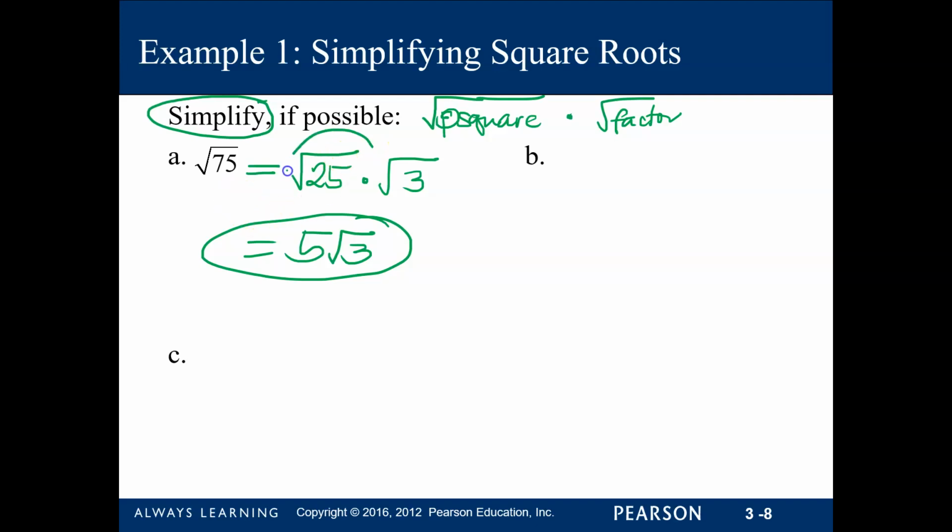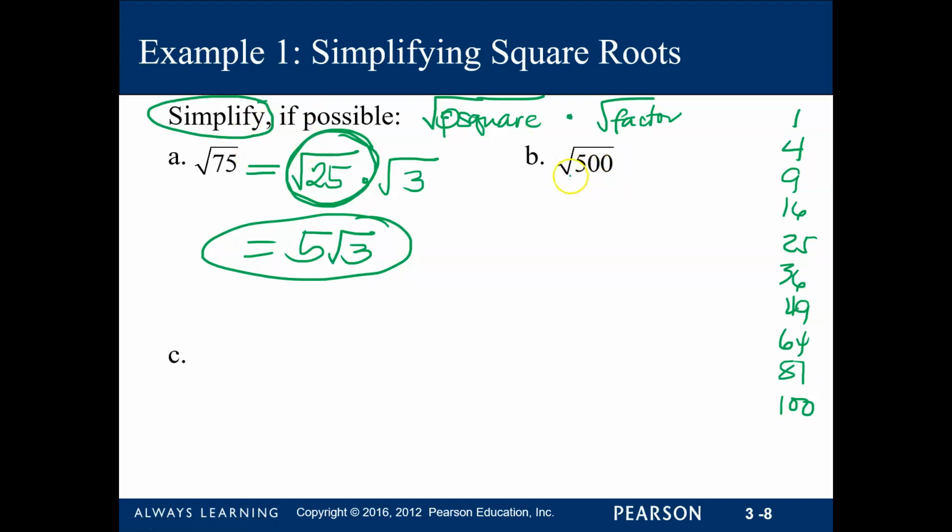Again, one of the factors needs to be a perfect square, okay? If you cannot remember the perfect squares, list them down on the side. 1, 4, 9, 16, 25, 36, 49, 64, 81, 100. That's 1 up to 10, okay? One of them should be one of the factors. So let's take a look at 500, okay?